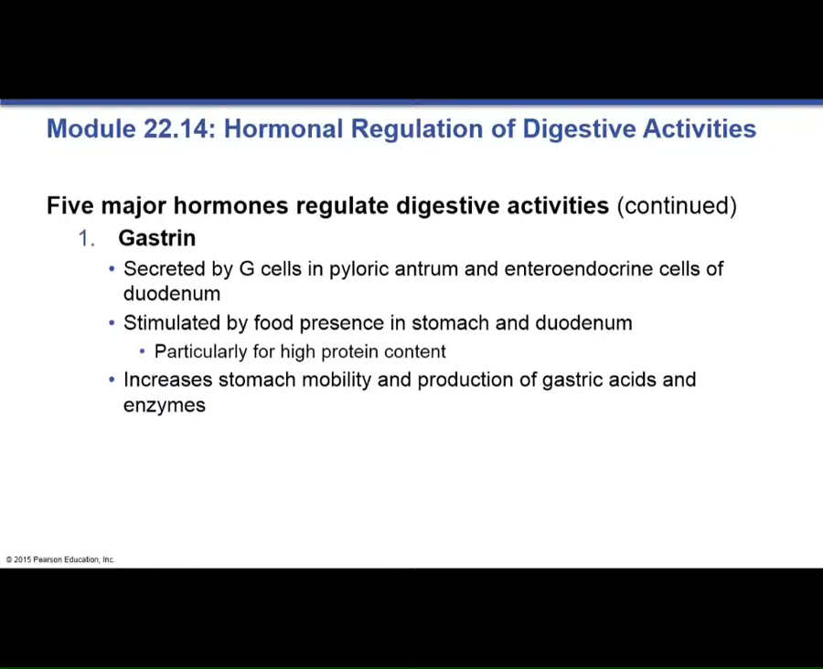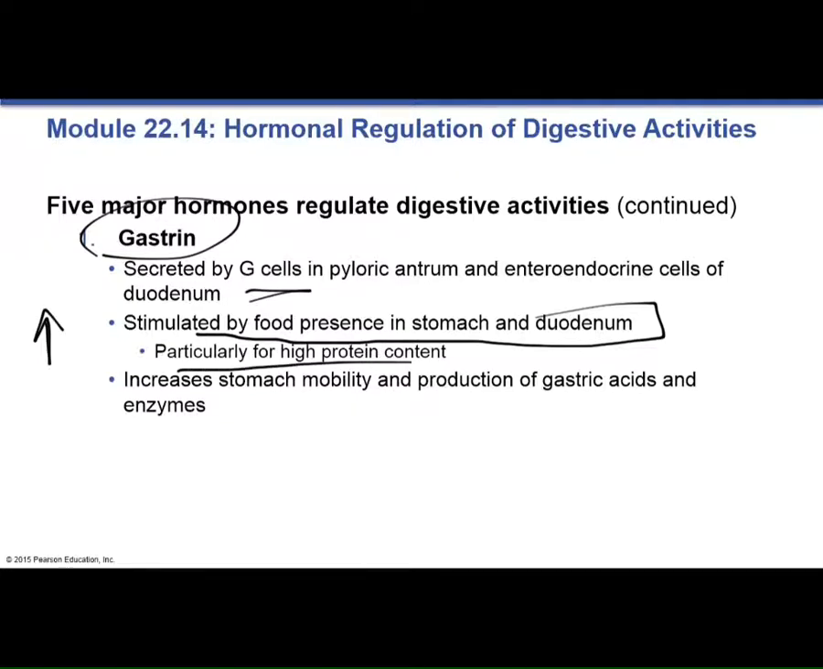The first hormone is gastrin. It is produced by those G cells that I mentioned were along the stomach and the enteroendocrine cells of the duodenum. So G cells make gastrin. That's easy enough. And gastrin is stimulated by food presence in the stomach and the duodenum. So as you eat, as food is pushed into the duodenum, it is going to increase gastrin, especially if there's a high protein content. This is going to increase your stomach motility, increase your gastric acids, increase your enzymes. So gastrin is going to be an important hormone to get the digestive system really rocking.